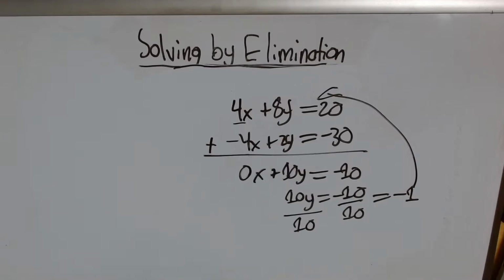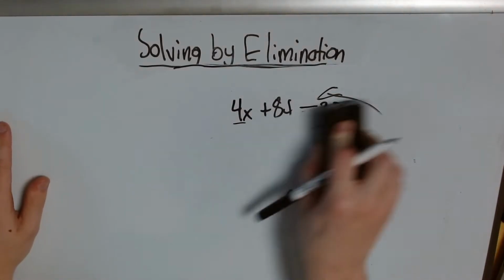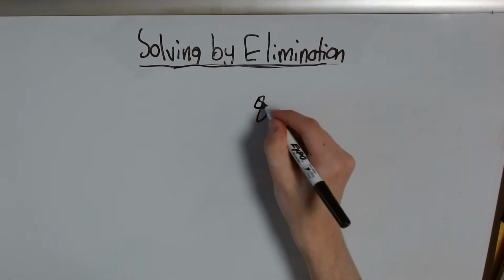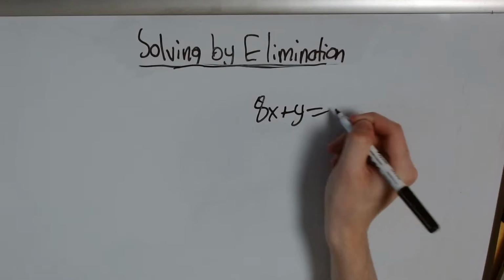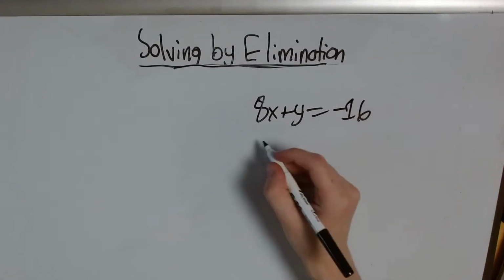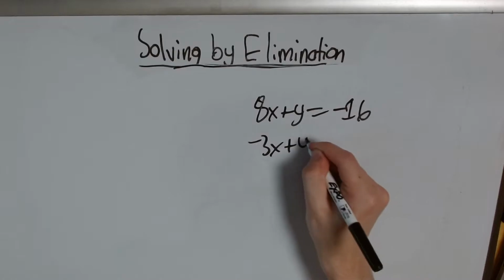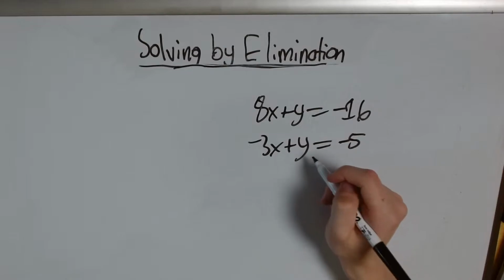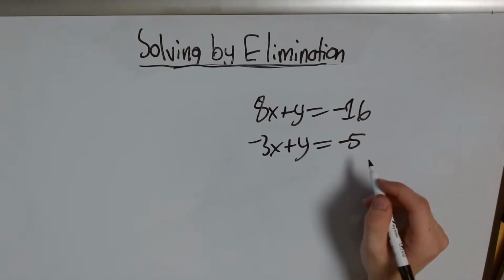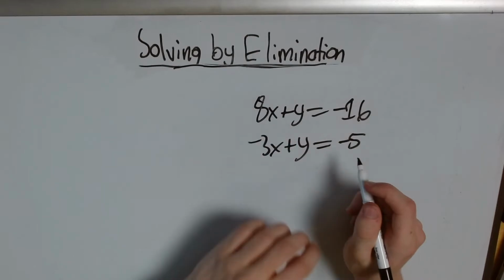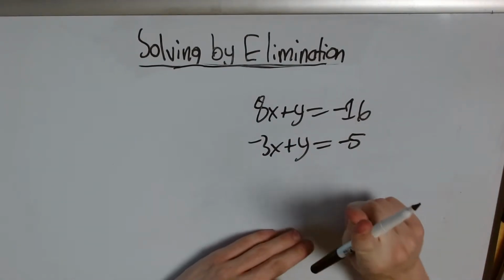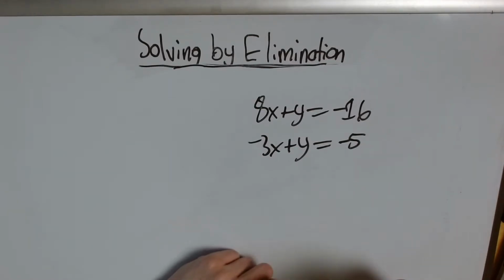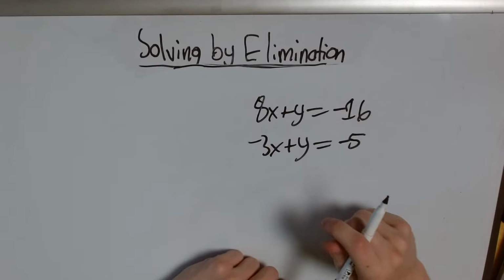But believe it or not, you can use elimination in cases where you might not expect it, right? Say I was given something like this. 8x plus y equals negative 16. I have negative 3x plus y equals negative 5. Now you might be looking at those two y's and say, oh, if I add 3x to this side, I'll get y equals 3x minus 5. I just plug that in and boom, I'm done. Be careful. There's also a way to solve this by elimination that's just as fast. Now what is that way?